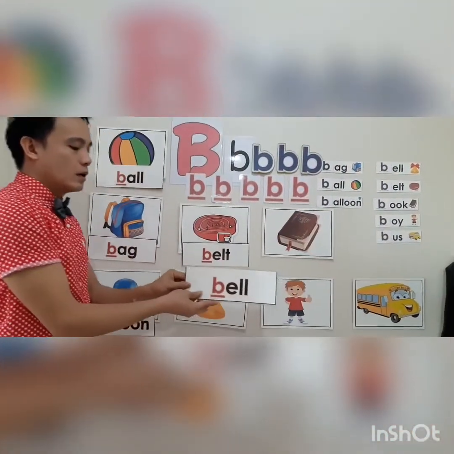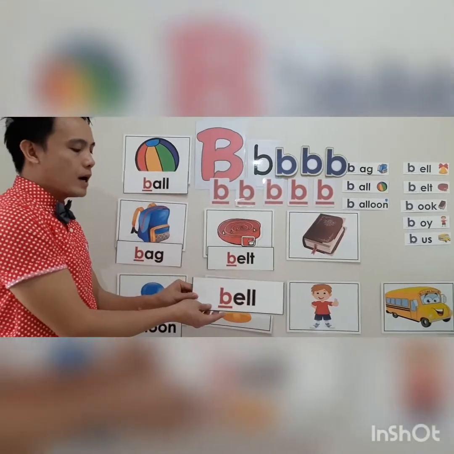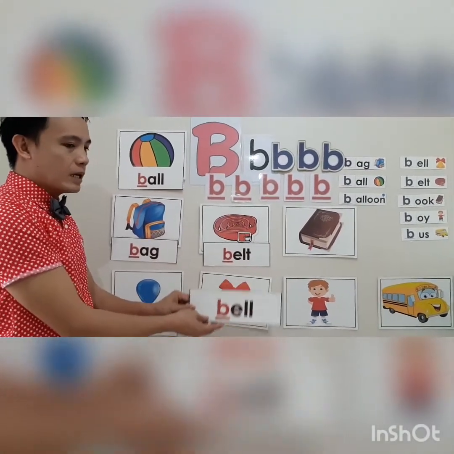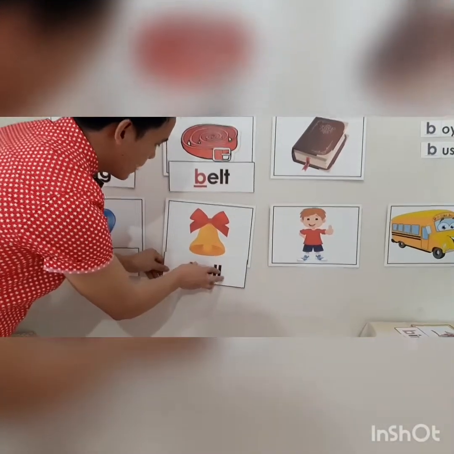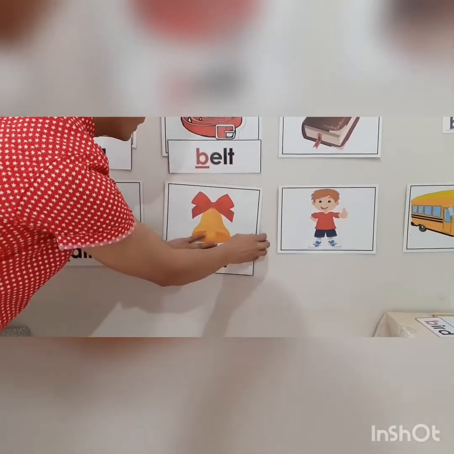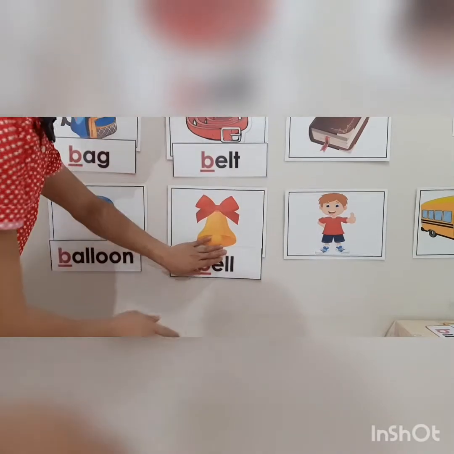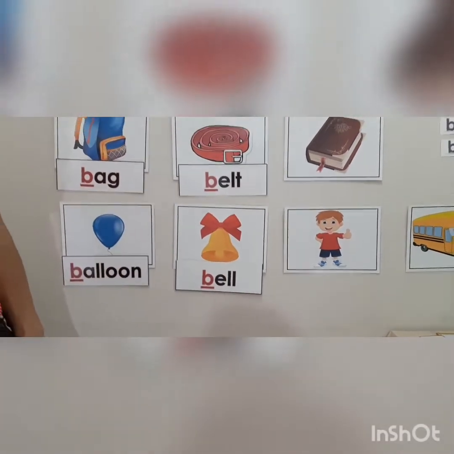Bell. B-b-bell. Okay, here is the bell. B-b-bell. Okay. Next, we have the book.